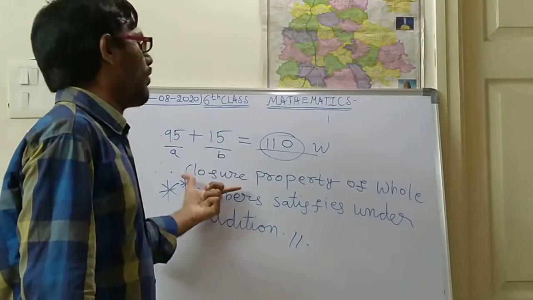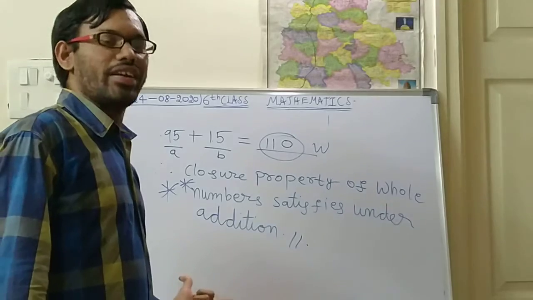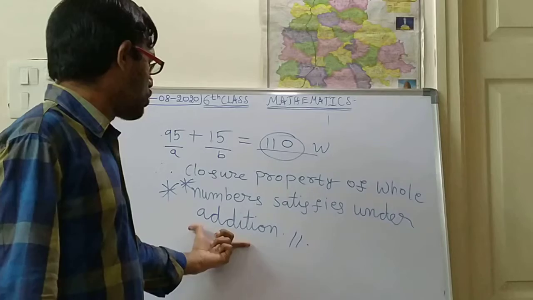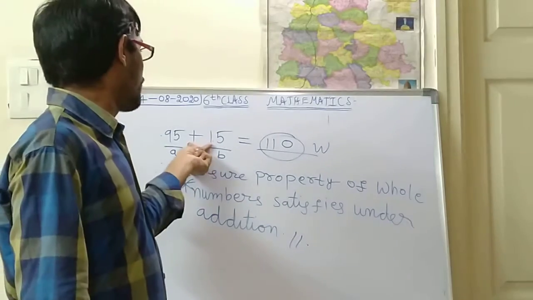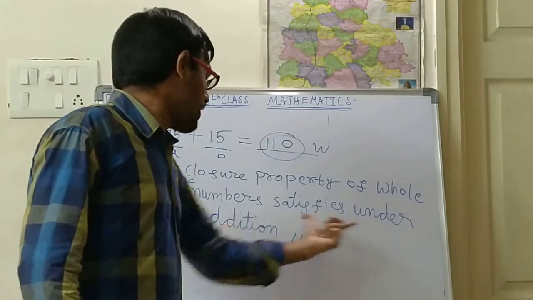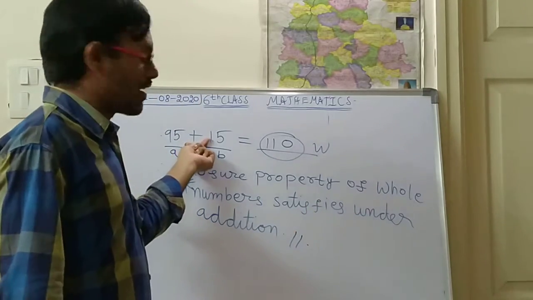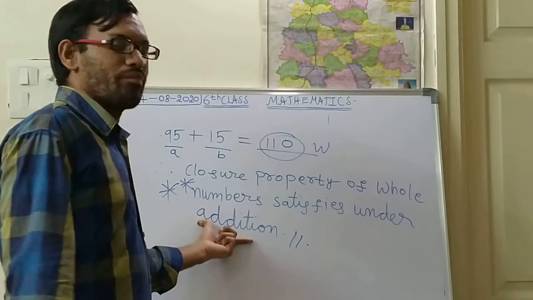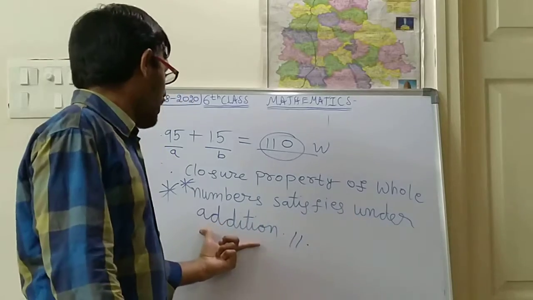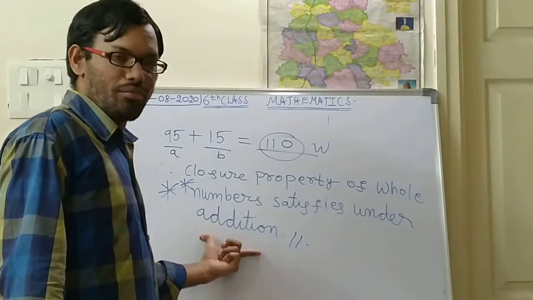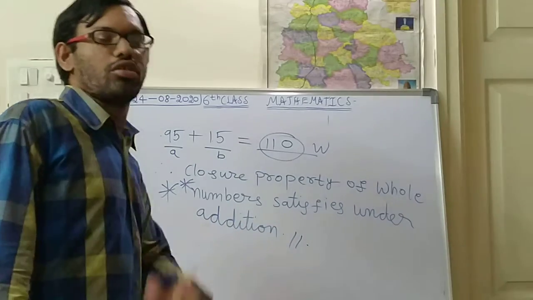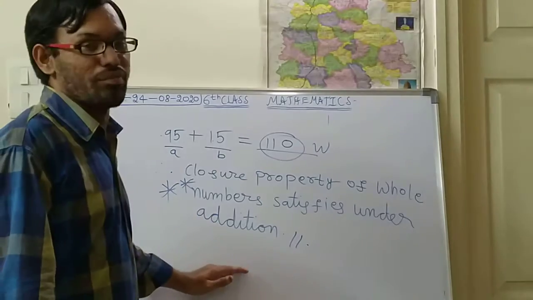Not only addition, for subtraction, multiplication, division also you have to do the same thing. For every problem you should write this statement. If subtraction, then satisfies under subtraction. If multiplication, then satisfies under multiplication. So, closure property of whole numbers satisfies under multiplication or division or subtraction or addition. Whatever the basic operation is, you have to write it compulsorily. That is most important.